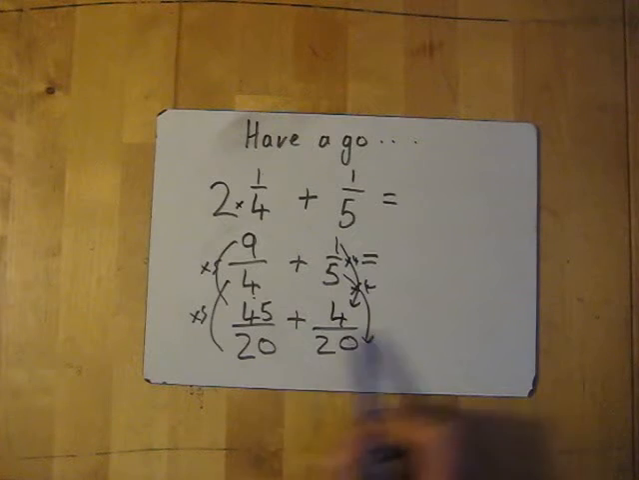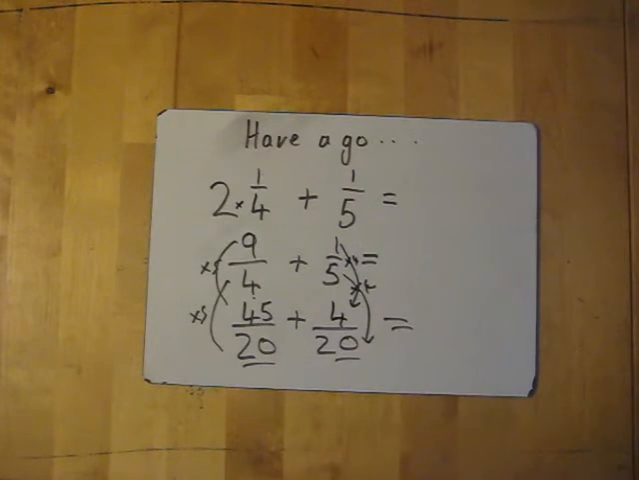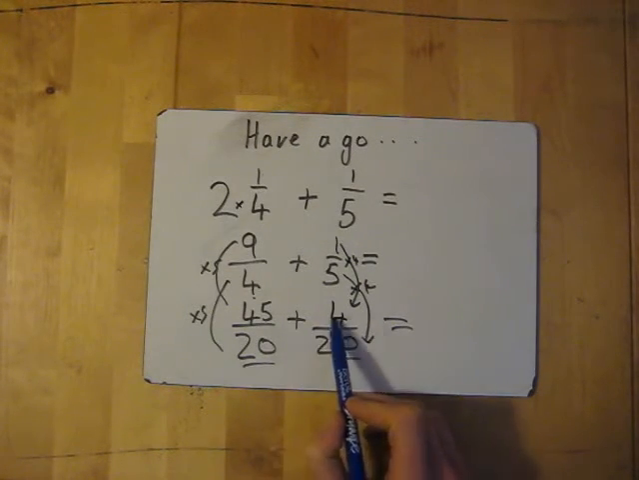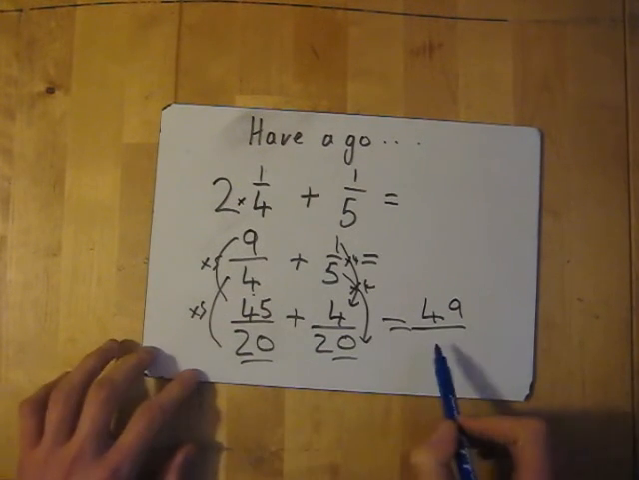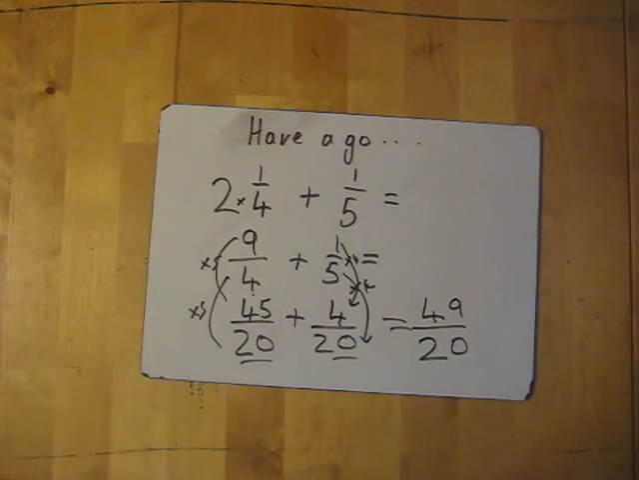And then finally, we've got the same denominators, so addition is very simple. It's 45 plus 4 gives me 49, and the bottom number obviously stays the same. And that's it.